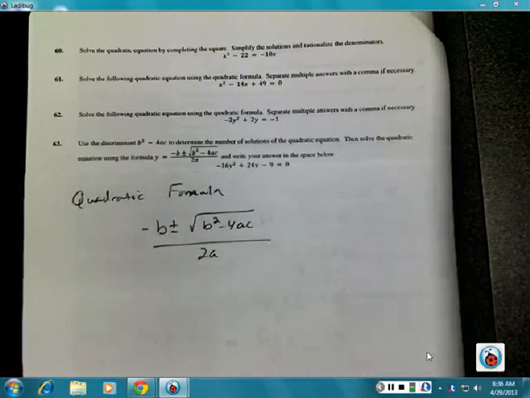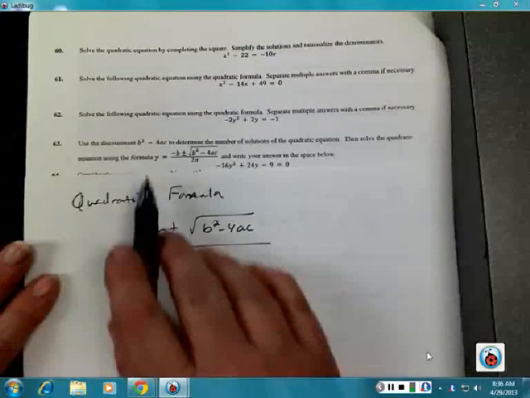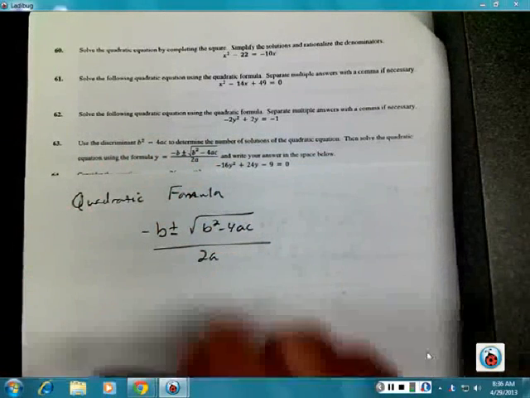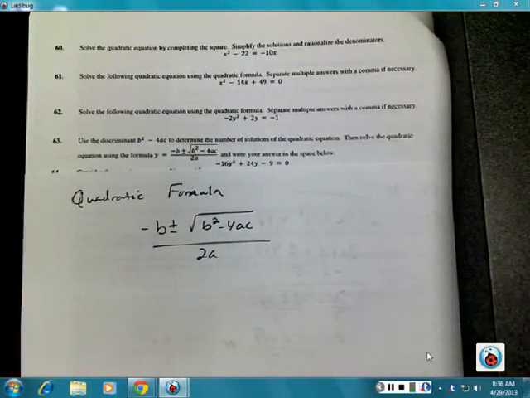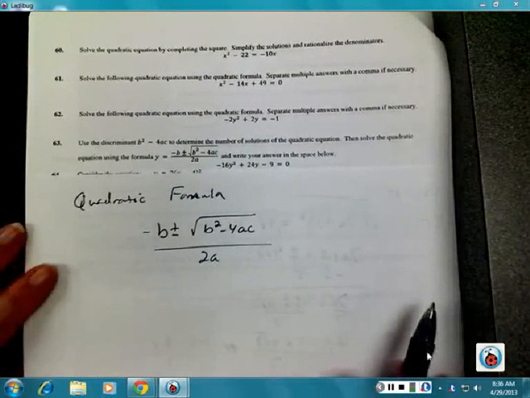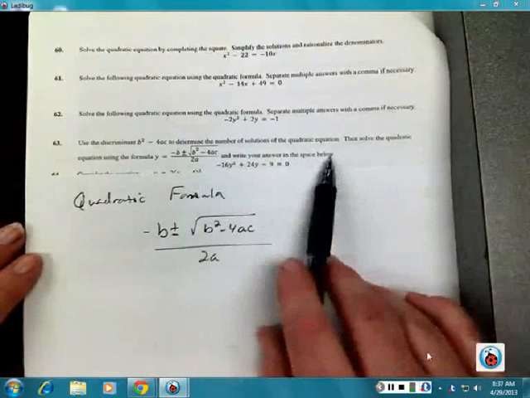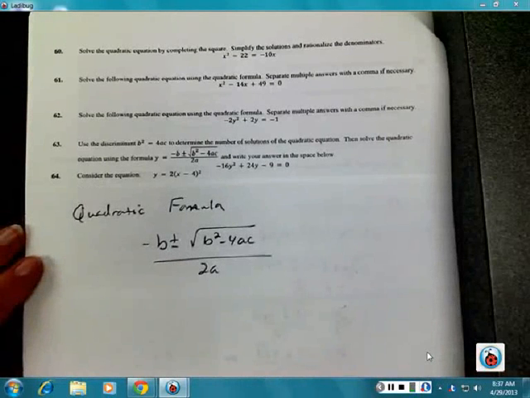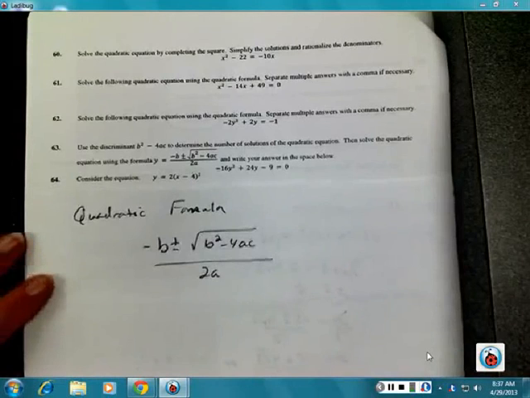And probably 63, because 63 basically is saying use the discriminant, that's just the stuff under here, to determine what you have with that following value in there. We good with that one or not? Okay. Now, you're going to end up giving that whole equation stuff when you get that worked through. Then 64, consider the equation of y equals 2 times x minus 4 squared.